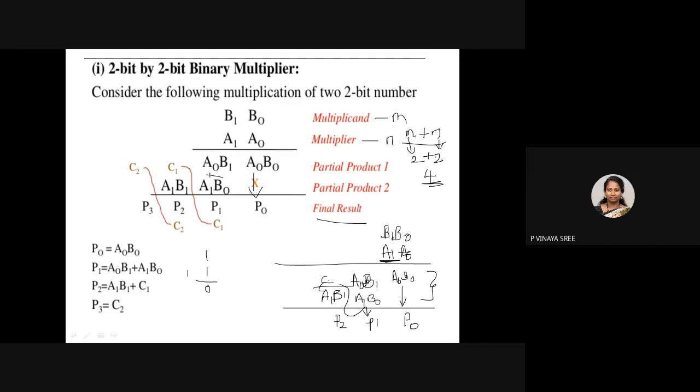Again, if you add these two, you will be getting a sum and a carry. The sum is considered as P2 and the carry C2. This will be considered as P3. Okay, so I will show with an example so that you can understand clearly.